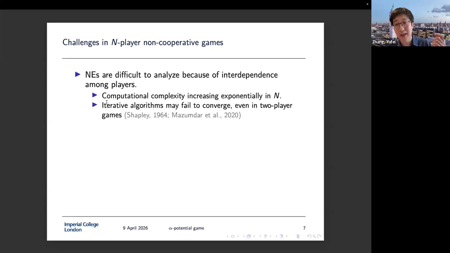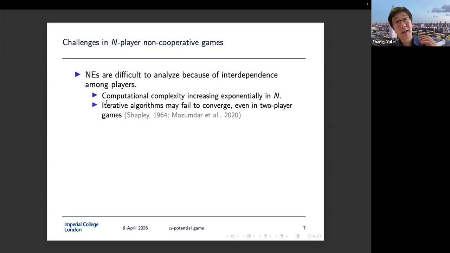What it means is that if each player can choose their action within a certain set A, maybe they can choose five actions, then if there are n players, the total number of possible actions becomes 5 to the power n, which essentially shows this exponential increase. So even if we are able to conquer this computational complexity, it is also known that there is typically no good algorithm for computing Nash equilibrium, in the sense that many natural iterative algorithms may fail to converge to Nash equilibrium.